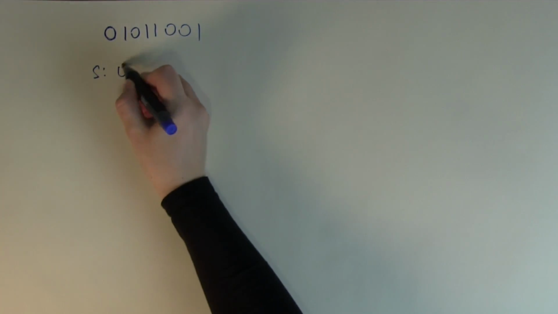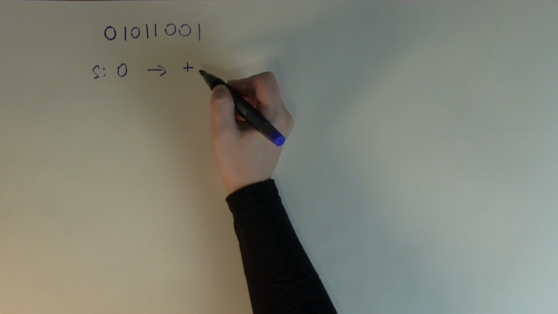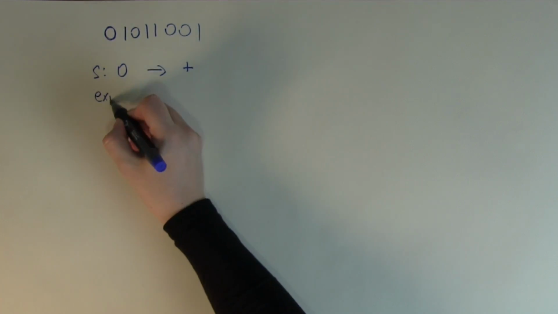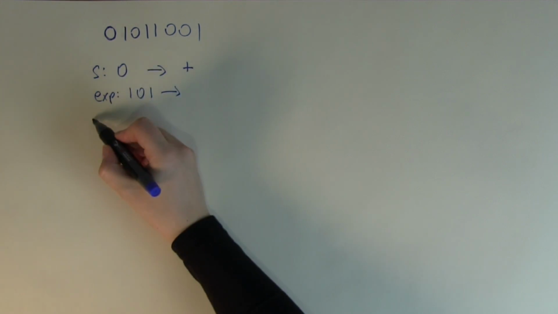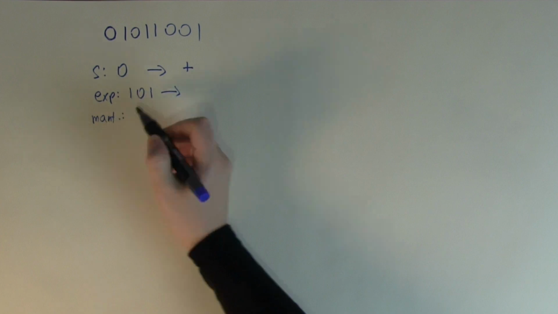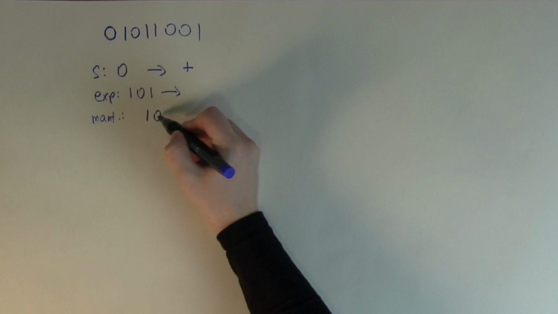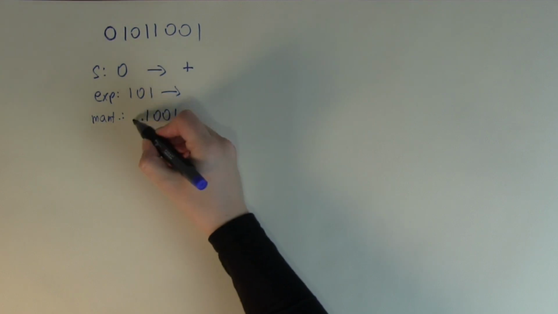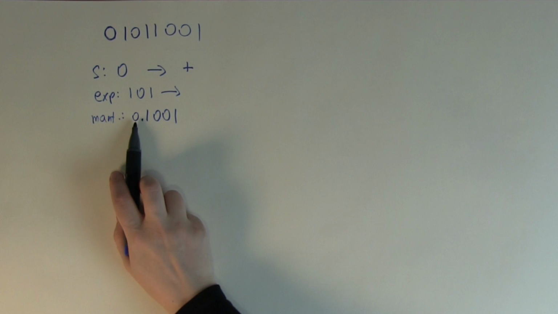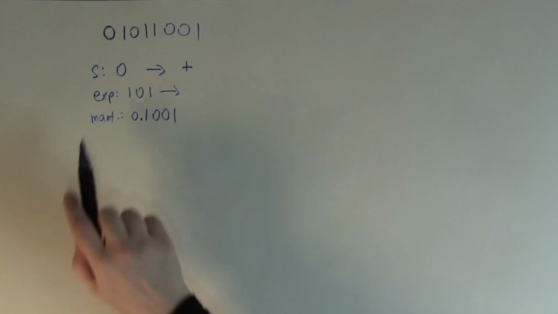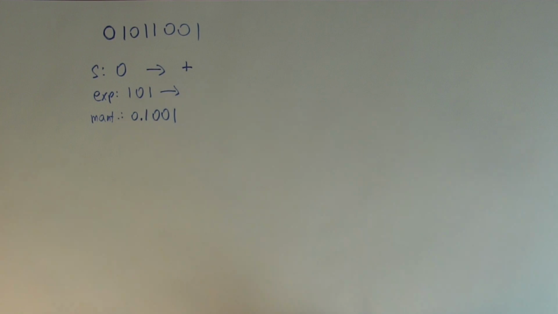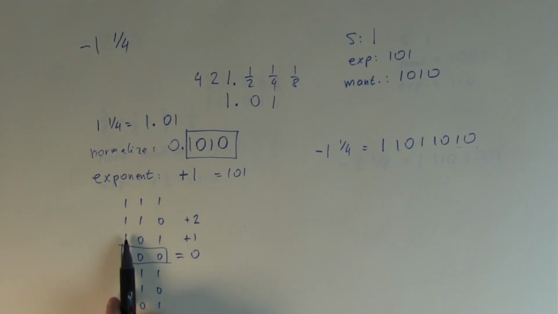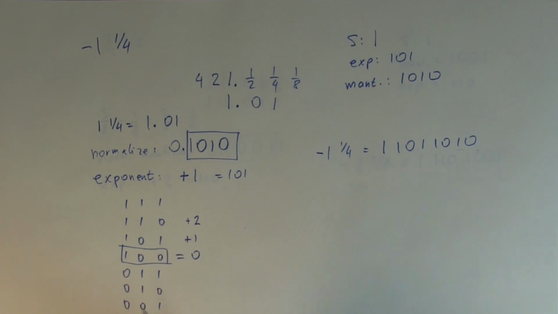So the sign bit is 0, so I know I've got a positive number. The exponent is 1, 0, 1. We're going to have a look in a minute at what that is. And the mantissa is 1, 0, 0, 1. But don't forget that it always starts with a 0 point, which we don't tell the computer because that is the case for every single one of the numbers. So let's have a look at what this 101 is in 3 bits excess. In the 3 bits excess, 101 is positive 1.